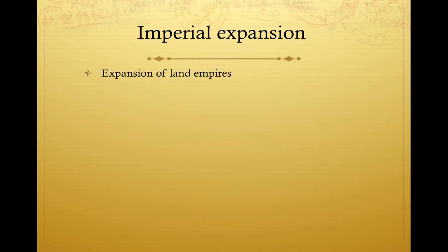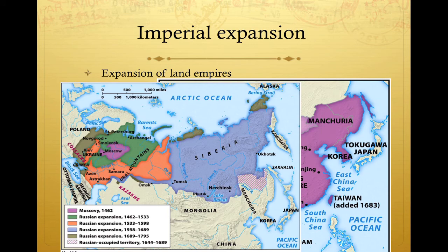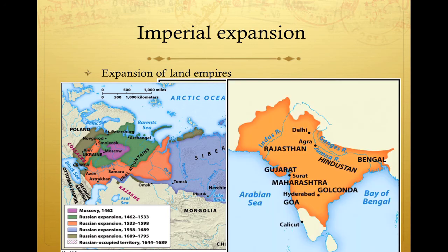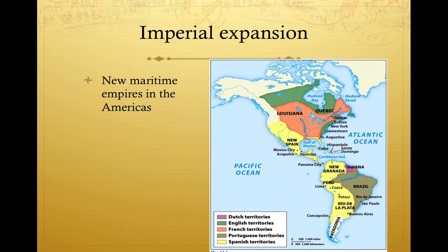We also have the expansion of land empires during this time period, and there are several examples. So we have the Manchu or Qing dynasty expanding China during this time period. We have the expansion of the Russian Empire, the expansion of the Mughal Empire, and finally the Ottoman Empire, which is shown here expanding throughout the time period. If you look on this map, this brown section, it's hard to see, is described as the core Ottoman region, and then it expands all the way, including the purple, and the orange are the tributary states, another example of the collection of tribute.